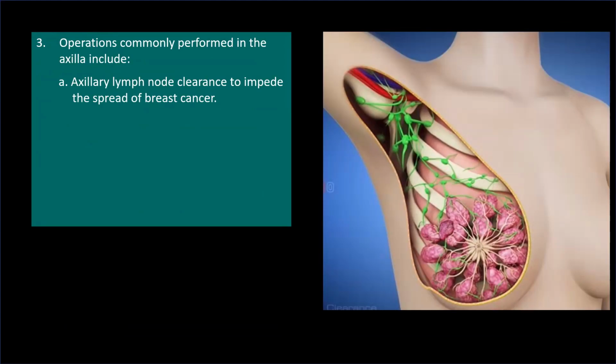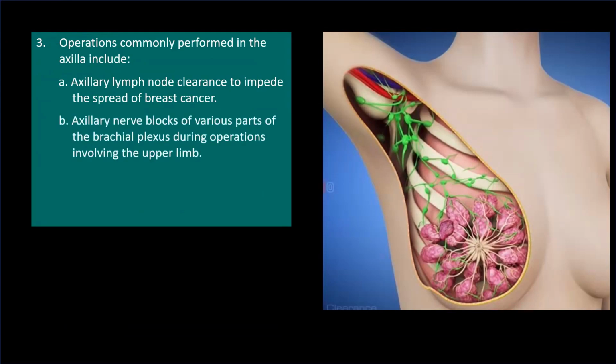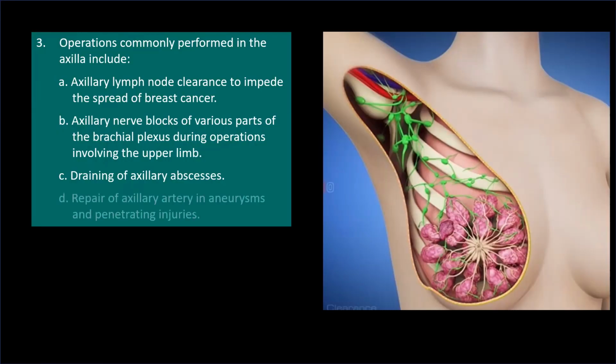Axillary lymph nodes clearance to impede the spread of breast cancer. B. Axillary nerve blocks of various parts of the brachial plexus during operations involving the upper limb. C. Draining of axillary abscesses. D. Repair of axillary artery in aneurysms and penetrating injuries.